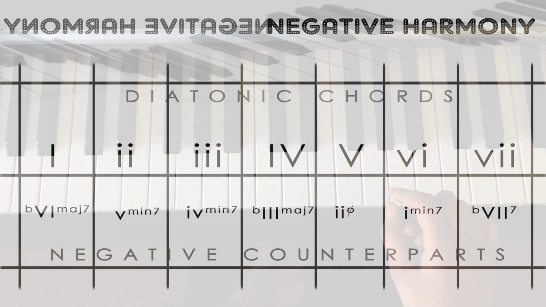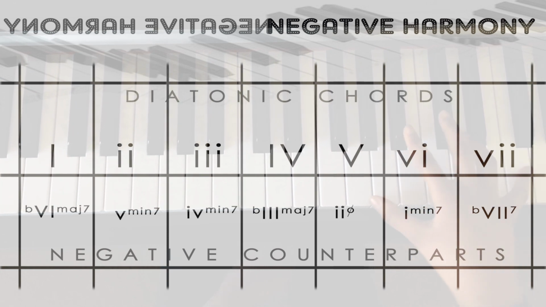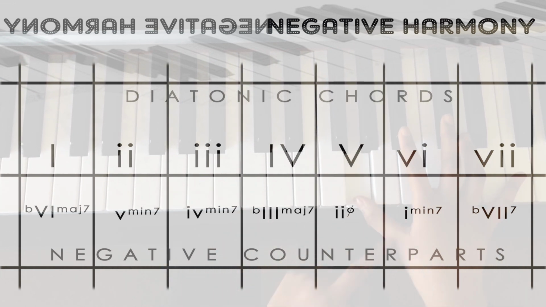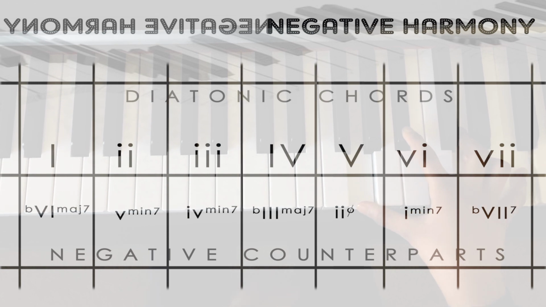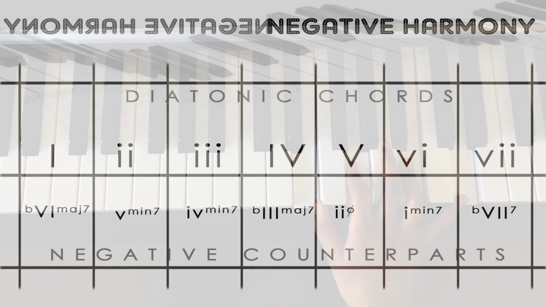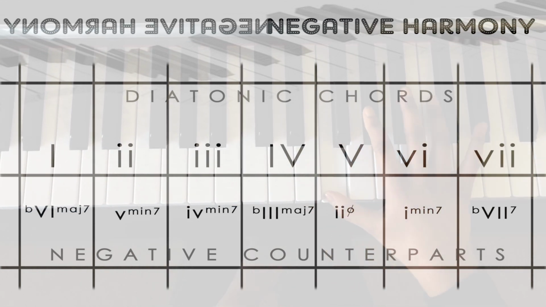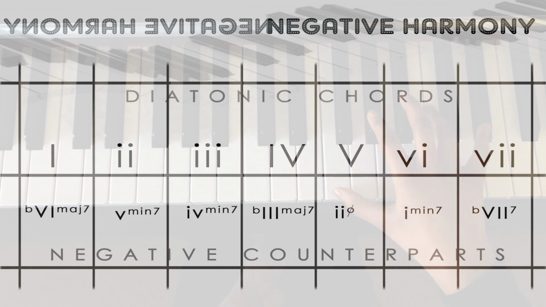Your minor 2 chord, so D minor in this case, would map out to the 5 chord, but it's a minor 7th. So you would have the 5 chord of C major, which is G, but it would be a minor 7th because of the negative harmony. So the minor 3 chord would map out to the 4 chord, but it's a minor chord instead of a major chord.